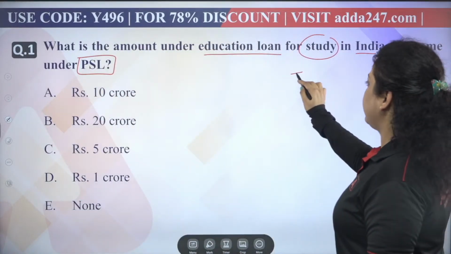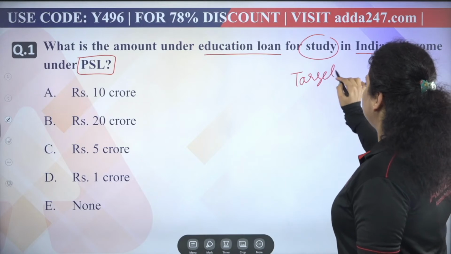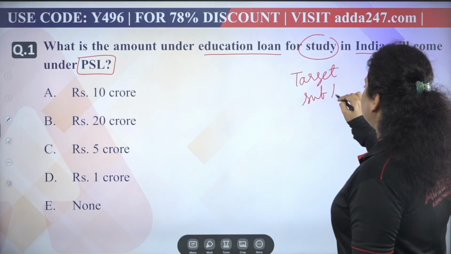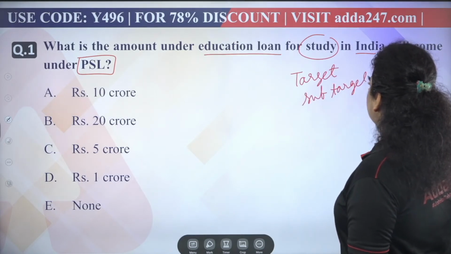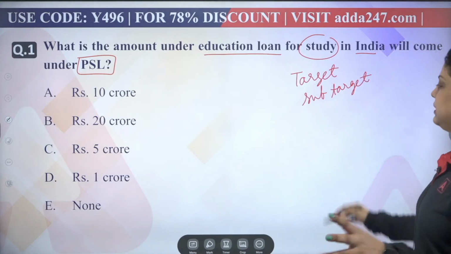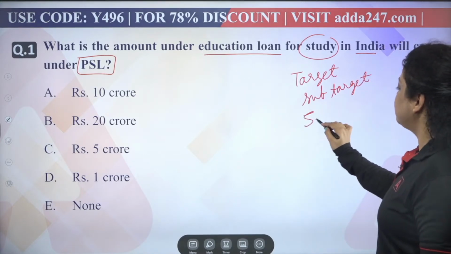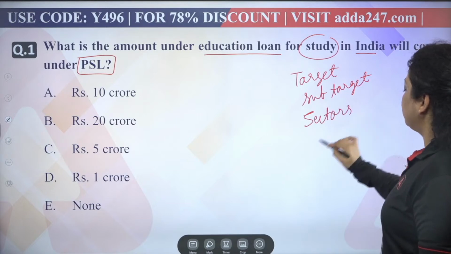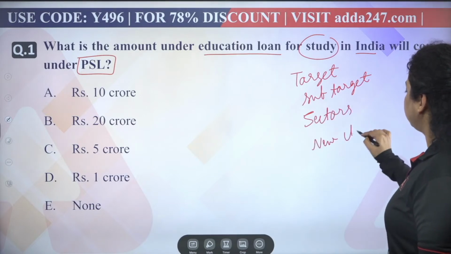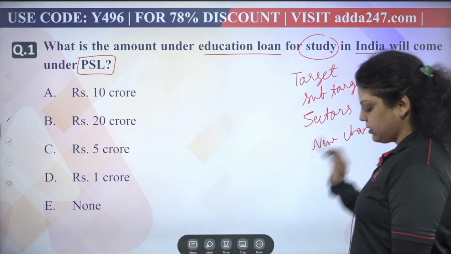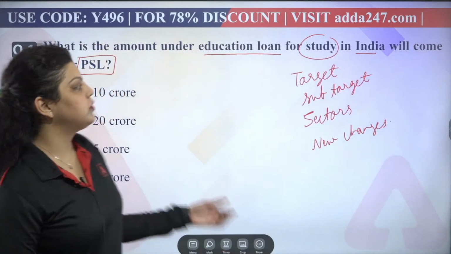They can ask the target or sub-target. Targets can be asked, sub-targets can be asked. Apart from that, it is possible they will ask how many sectors are there, what are the new changes that happened, etc. So these types of questions can be asked from the PSL sector.